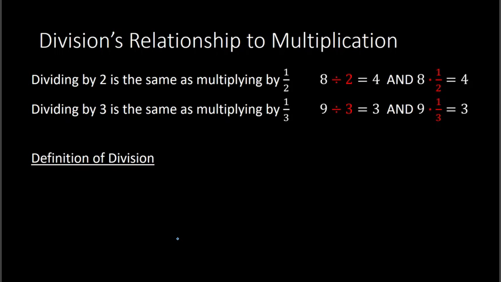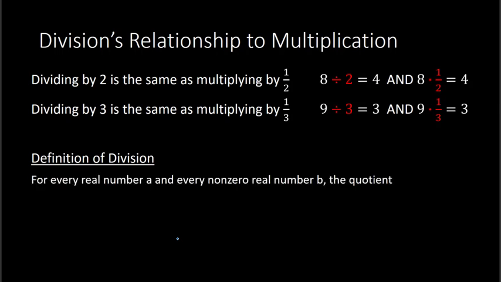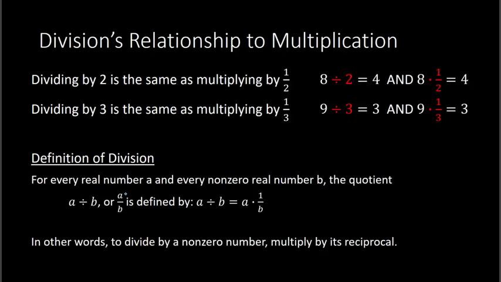More specifically, your definition of division would be that for every real number a and every non-zero real number b, the quotient a divided by b, or a over b, is defined by a divided by b equals a times 1 over b. So that's the complicated math definition. But in other words, to divide by a number, you simply multiply by its reciprocal. Any sort of division problem can be expressed as a multiplication problem.